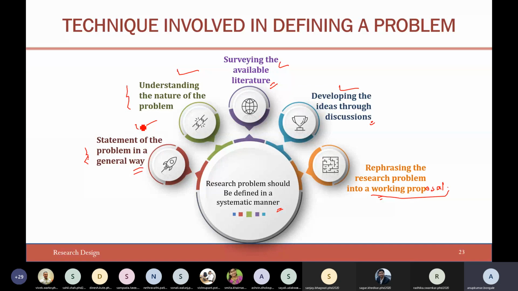I think all of you, or those who have not yet started, will at least be at this particular stage: developing ideas through discussions. So have you initiated discussions with the experts? That also matters a lot. And finally, once you are done with all these phases, you should start writing the proposal.